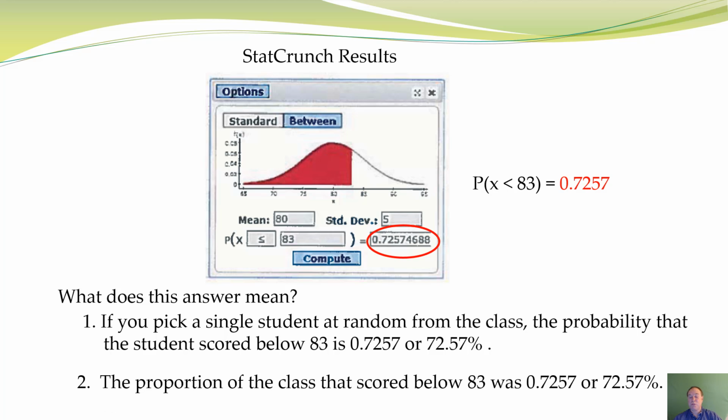Now, the second part is proportion. The proportion of the class that scored below 83 was 0.7257 or 72.57%. So this means that 72.57% of the class scored below 83. The first one was a probability. The second interpretation was a proportion. These are the two interpretations your author uses.